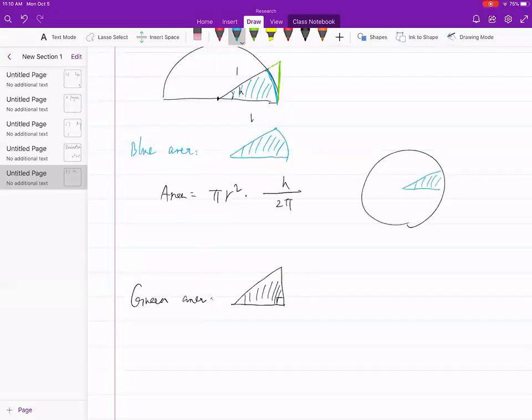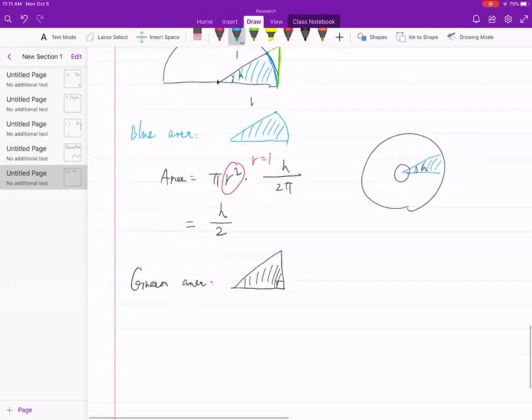Okay. How big is the proportion? Well, the whole thing is 2 pi. And this thing is just h, so the proportion is h over 2 pi. Together, the area is given by 1/2 h, because r equals 1. That's the first area, of blue.